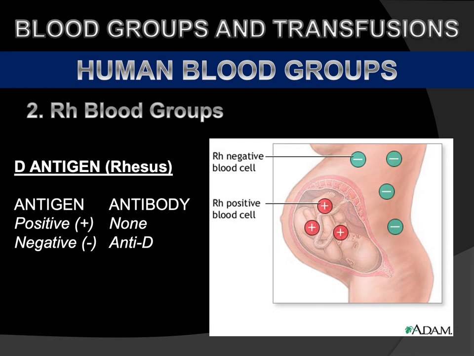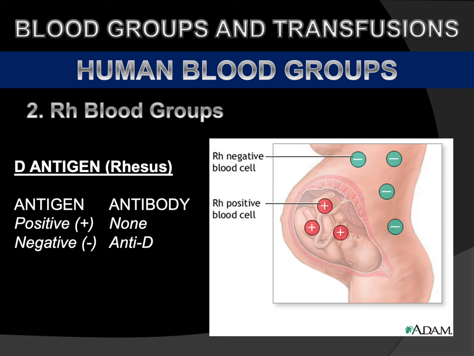If you look at the photo, the mother is Rh negative. Ibig sabihin, wala siyang antigen. At yung baby is Rh positive. Ibig sabihin, meron siyang D antigen. Saan nang galing yung D antigen ng baby? Of course, obviously, it came from the father.